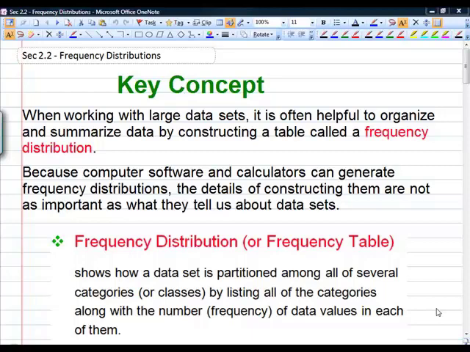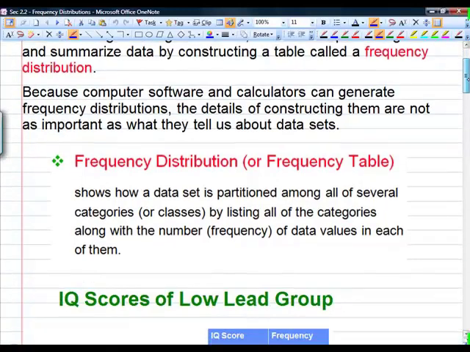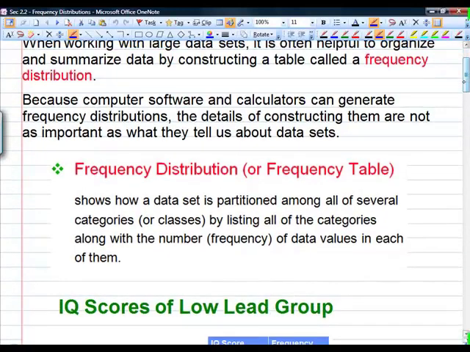Okay, section 2.2 is frequency distributions, and as I said, you will want your calculator out for this. When working with large data sets, it's often helpful to organize and summarize data by constructing a table called a frequency distribution. And you guys have seen these before, you just may not be aware that they had a proper name and what they're called.